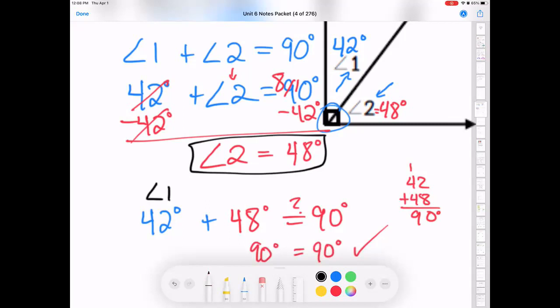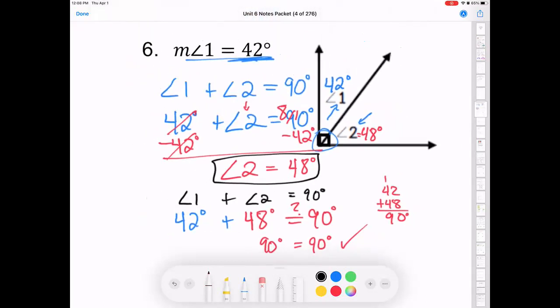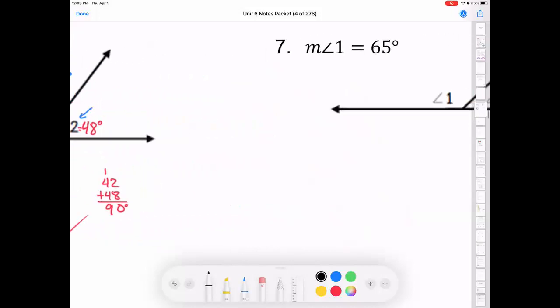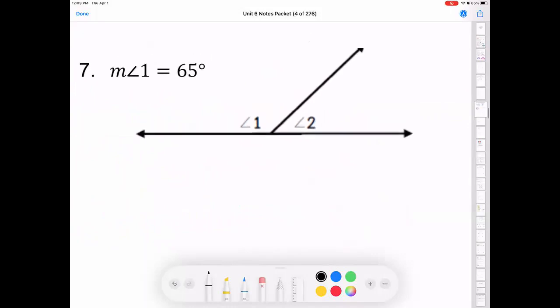Again, this was angle 1. This was angle 2. We got 90. Go ahead, feel free to pause the video if you guys have any questions at all on example 6. All right, what I would love for you guys to do next is go ahead, pause the video and try example 7. Very, very similar. Go ahead, give it a shot, and then we'll come back together and see how we did.